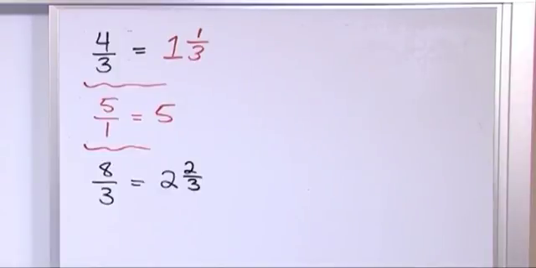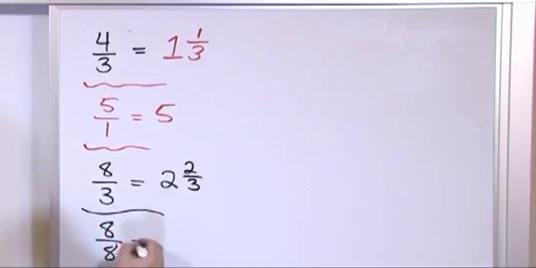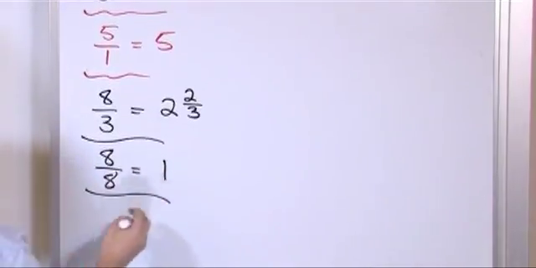Okay? So what if I have 8 out of 8? So you look and say, well, what's 8 divided by 8? I'm just doing division here. 8 divided by 8 is 1. There's no remainder, so there's no other fraction to put there with it.